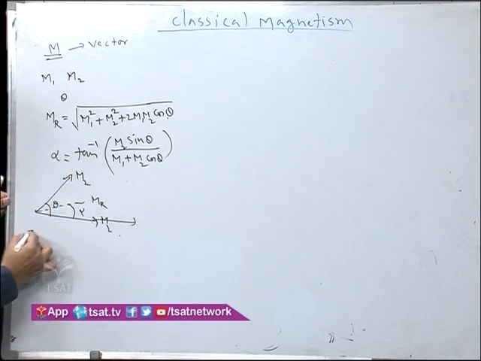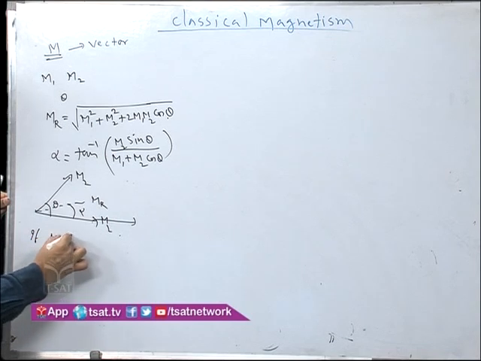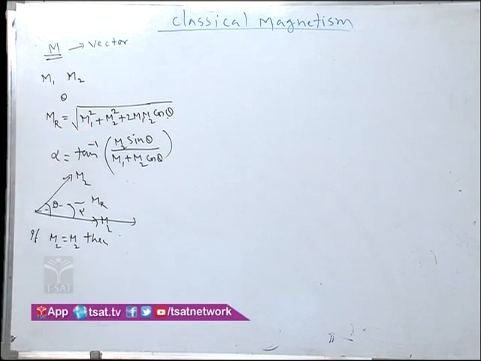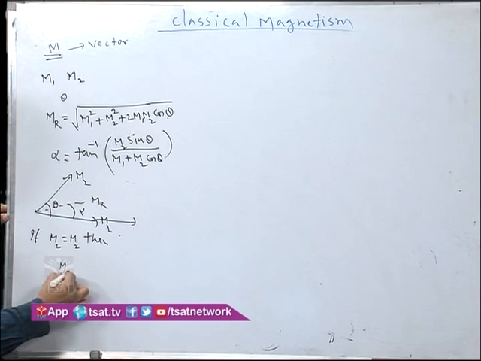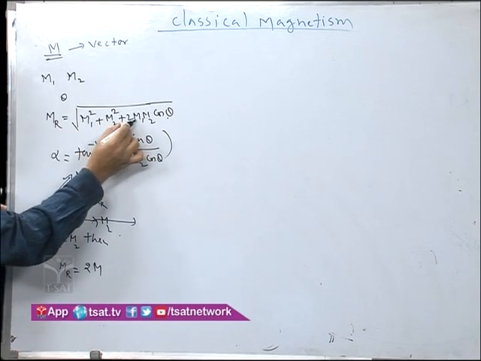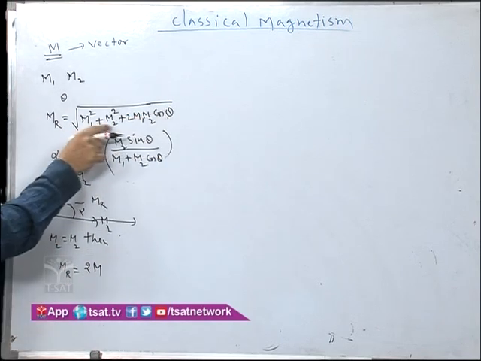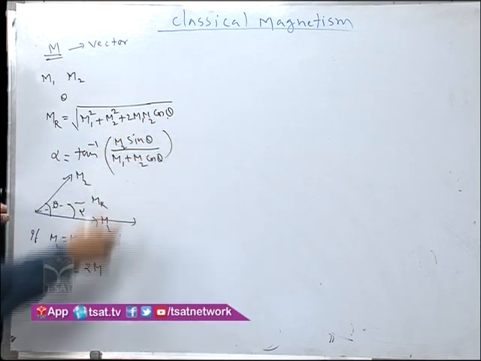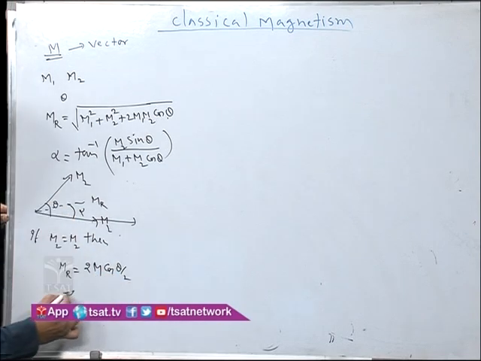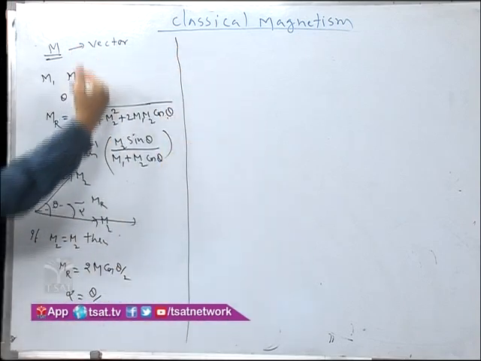Now the condition, if the two bar magnets are equal, so m1 is equal to m2. Then what about the resultant magnetic moment? By solving this equation, mr is equal to the root of 2m square plus 2m square cos theta. So 2m square is common: 1 plus cos theta. Therefore mr is 2m cos theta by 2. Then what about the direction? Alpha is equal to theta by 2. So this is vector addition.